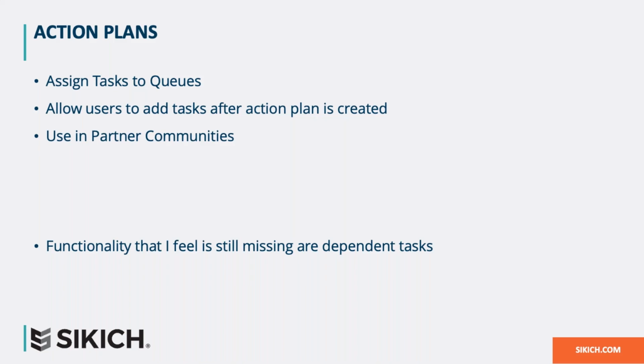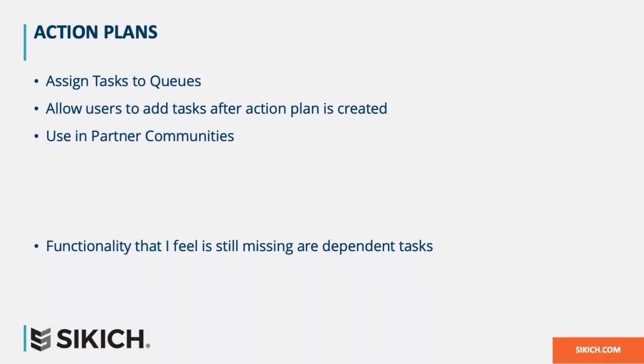So now you can assign tasks to queues, and once a process gets launched, let's say it's a 5-step process, your users can also add custom tasks to complement that process. Before it was fixed. If it had 5 steps and you launched it, you got 5 steps. That's it. Well, now you can be a little bit more flexible, and you can use it in partner communities.